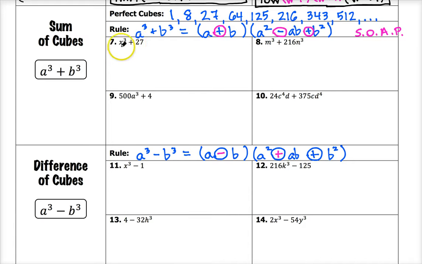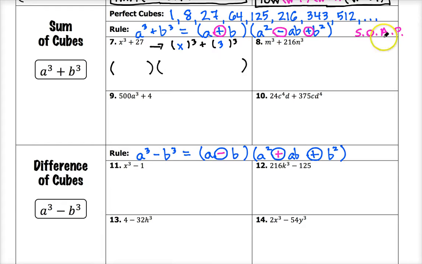So you have to look at each term separately and think, what's the cubed root of x cubed and what's the cubed root of 27? And sometimes it helps just to write it out like this. Okay, so what are you cubing to get x cubed and what are you cubing to get 27? Well, you're cubing x to get x cubed, and then you're cubing 3 to get 27. So this binomial is going to factor as follows. Let's first of all start with the signs.